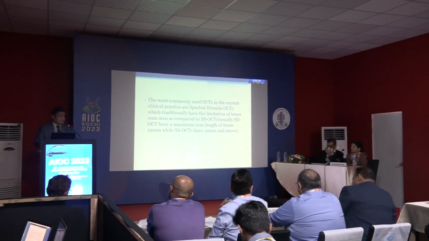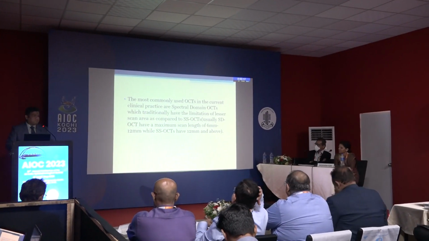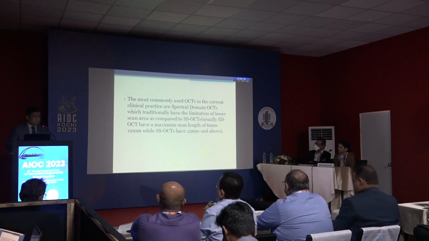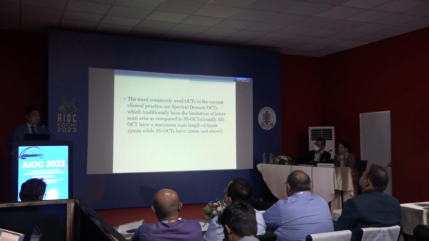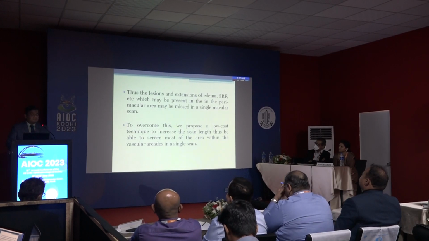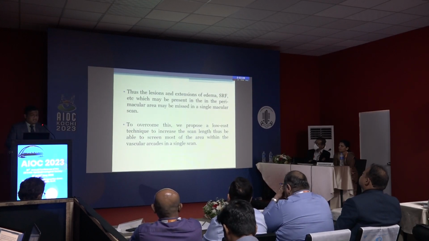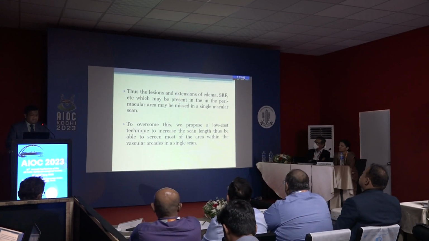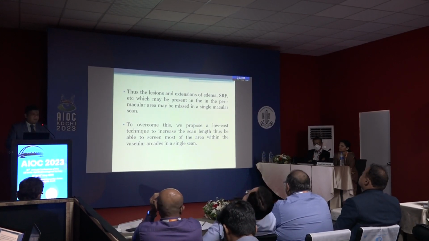The OCTs which I have used previously have a scan area of 6 mm or 9 mm at the most at the macular area, whereas SS OCTs have 12 mm or even up to 18 mm now. Thus, the lesion extensions of edema, SRFs, CSR, etc., which may be present in the perimacular area, may be missed in a single macular scan.